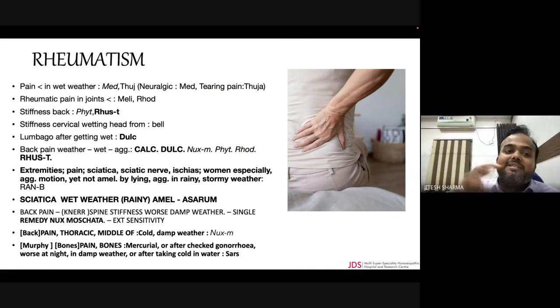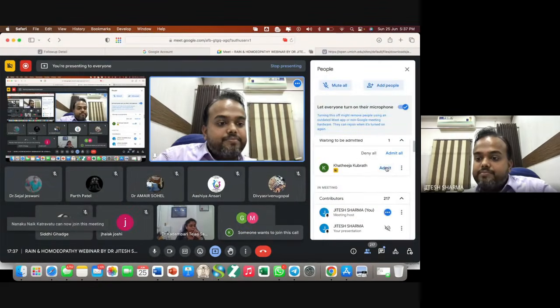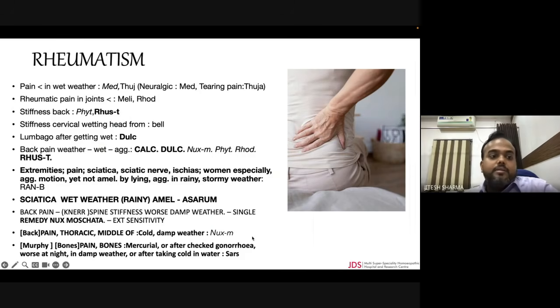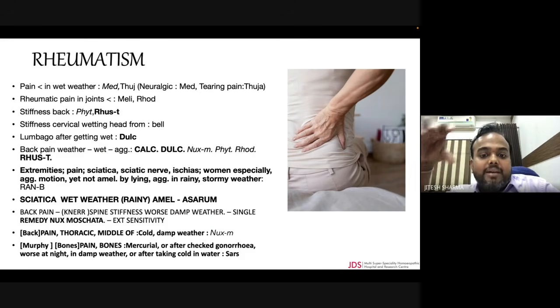All the neuralgic pains get aggravation in wet weather, that is Medorrhinum, and the people complain of tearing pain, that is Thuja. Interestingly, rheumatic pain in joints, everyone knows about Rhododendron, but let me tell you, there is another remedy, that is Melilotus also. Stiffness in back: Phytolacca and Rhus tox. Back pain, wet weather aggravation: Calcarea, Dulcamara, Nux moschata, Phytolacca, Rhododendron, Rhus tox.